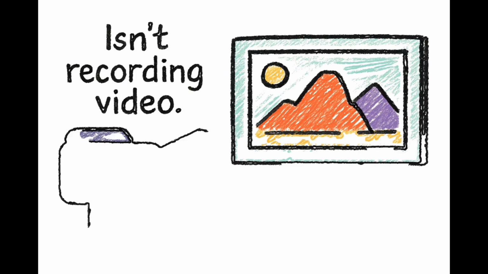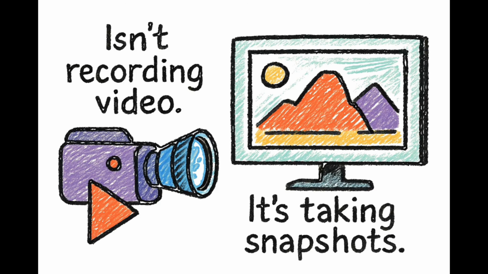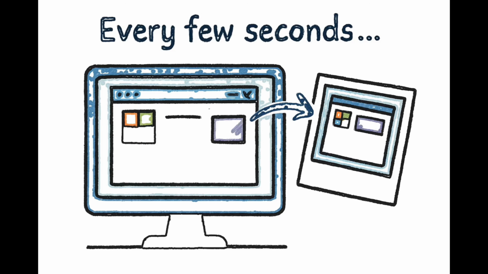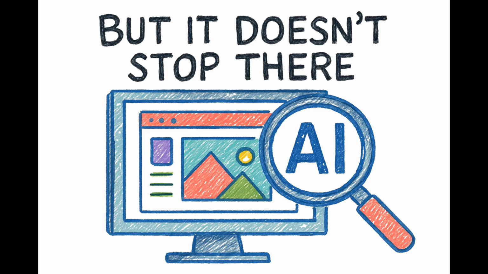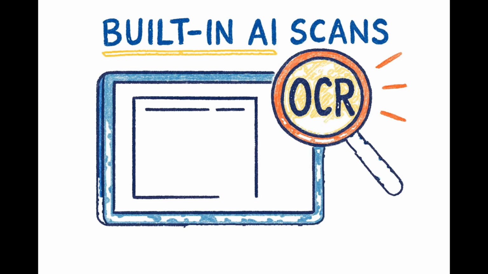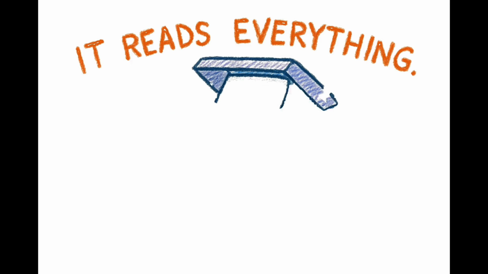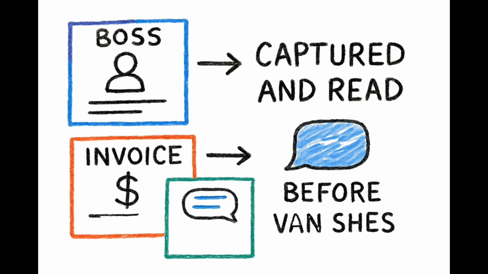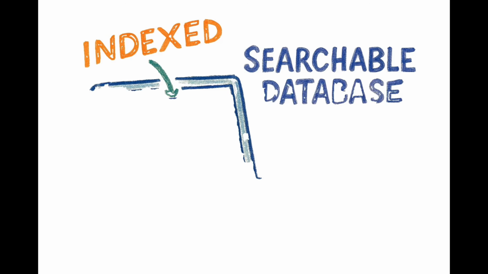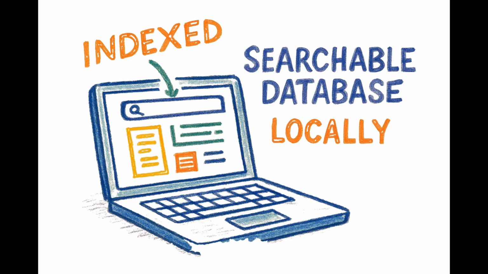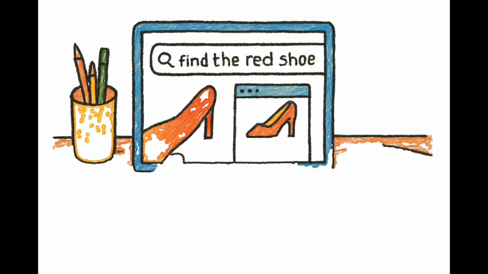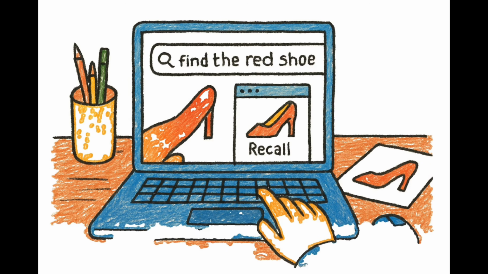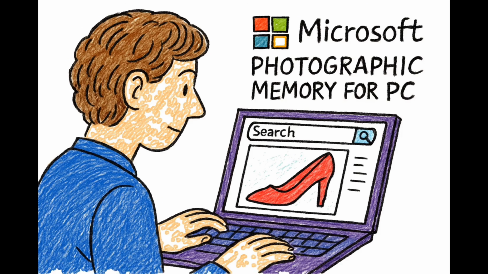Recall isn't recording video, it's taking snapshots. Every few seconds, Windows captures a screenshot of your active window. But it doesn't stop there. Built-in AI scans each image using optical character recognition. It reads everything. That email from your boss, that invoice from your doctor, that disappearing message on Signal, captured and read before it vanishes. All of this gets indexed in a searchable database stored locally on your machine. You can type, "Find the red shoe I looked at last week," and Recall pulls up the exact moment you were shopping. Microsoft calls this a photographic memory for your PC.